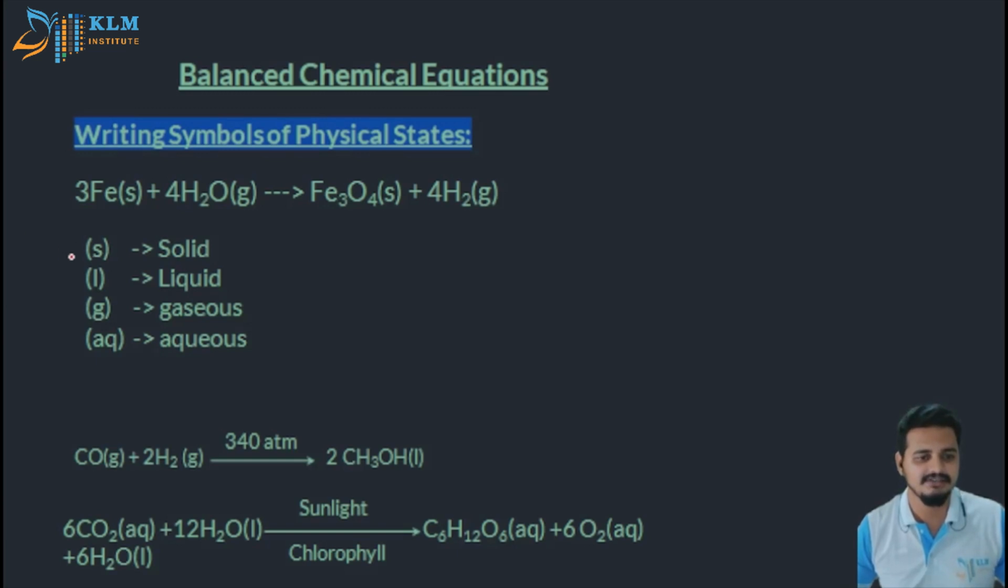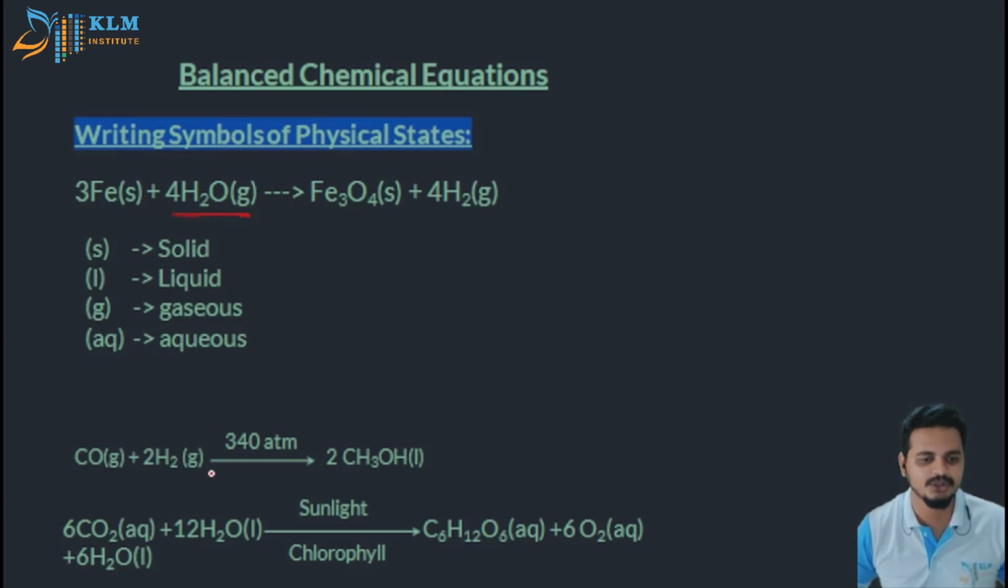You can see here I have mentioned a small table: S for solid, L for liquid, G for gaseous, and AQ for aqueous. In the previous reaction which we balanced, Fe is in solid state, water is in gaseous state, Fe3O4 is in solid state, and H2 is in gaseous state. Here H2O is considered liquid most of the time, but so that we don't get into confusion, we write G for gaseous as the symbol.